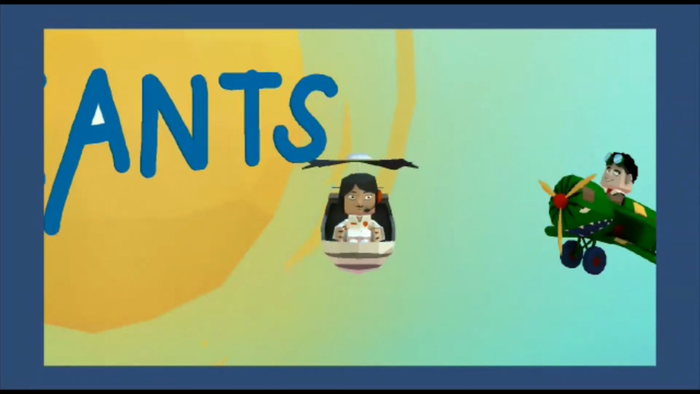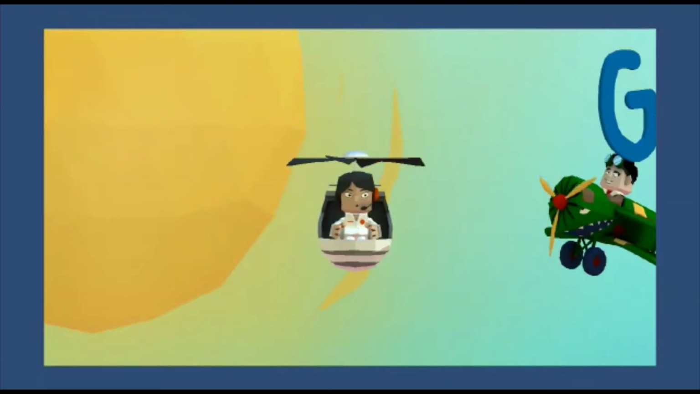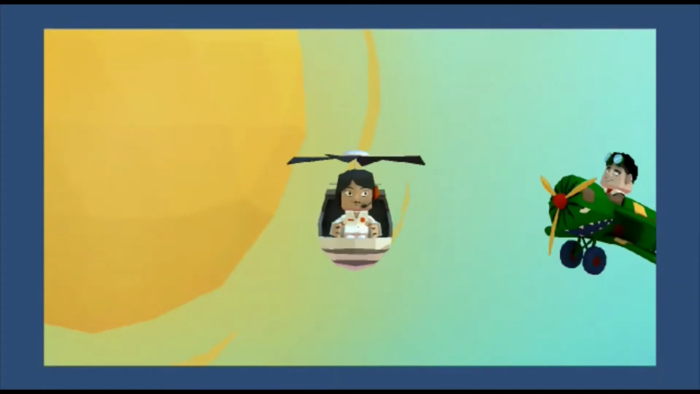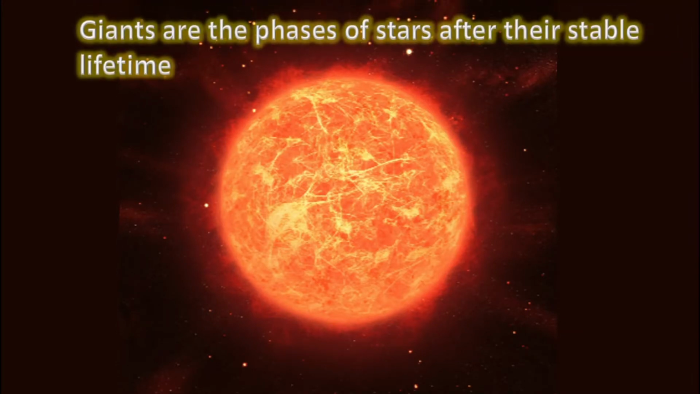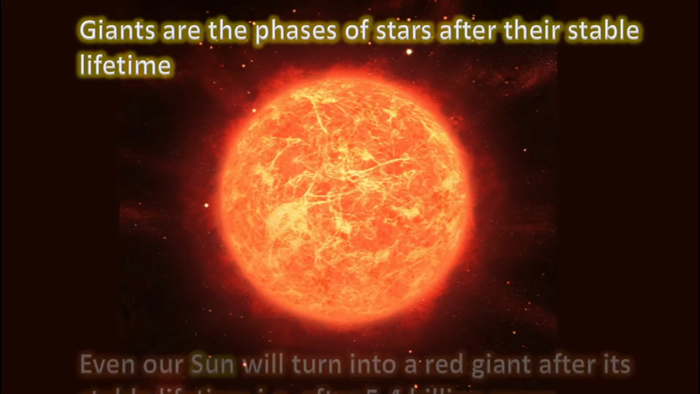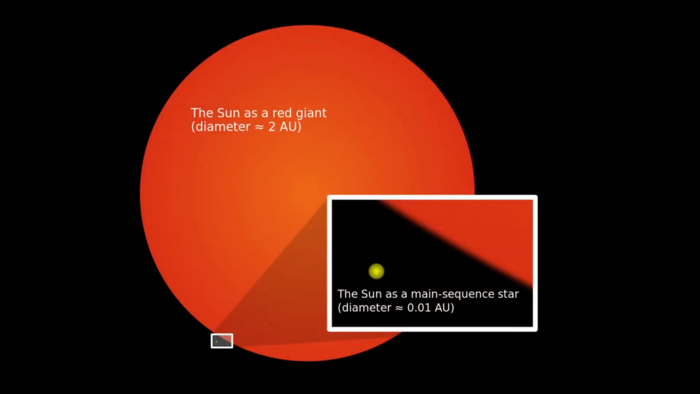Number 3. Giants. Giants are more massive, luminous, and have a larger radius than the main sequence star. Giant stars have radii up to a few hundred times the Sun and luminosities between 10 and a few thousand times that of the Sun. Even our Sun, after its stable lifetime, may turn into a red giant star.